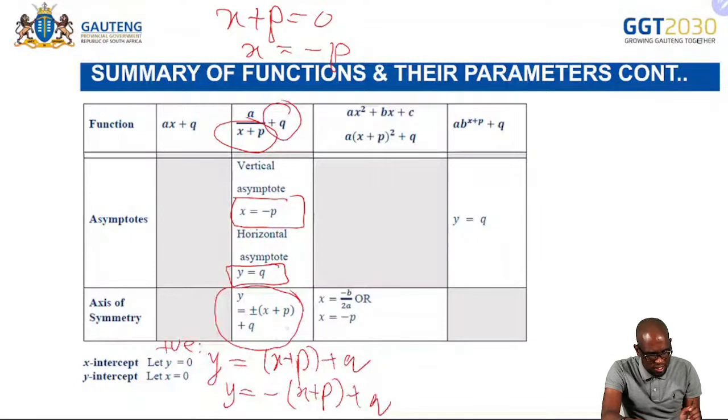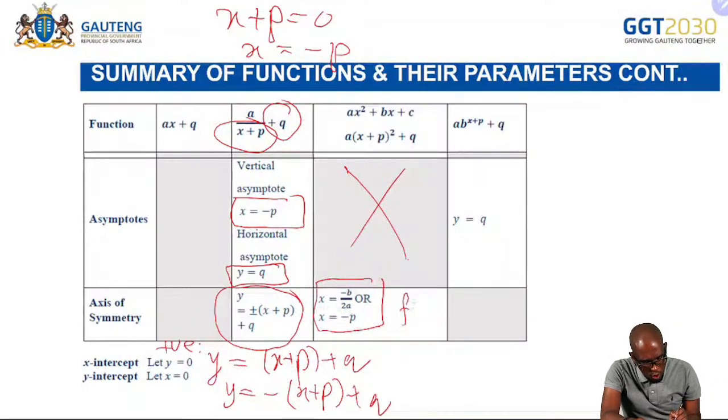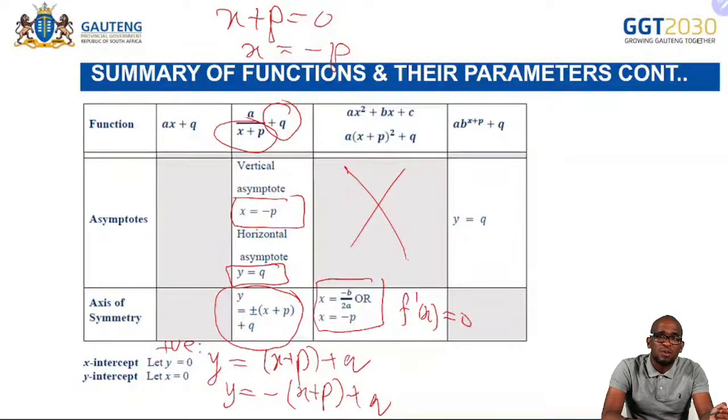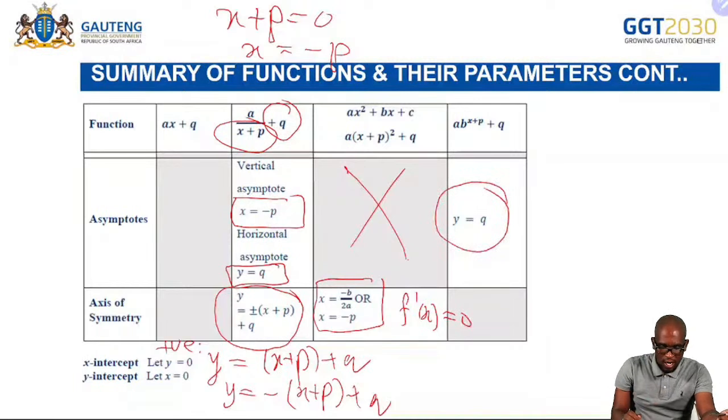And then the axis of symmetry, if you check this hyperbola with the parabola, we did not write down any asymptotes for the parabola because it does not have asymptotes, but it does have an axis of symmetry. The parabola has an axis of symmetry, which we get by using minus b over 2a, or from x equals minus p, or from f prime of x equals 0. Solving that equation gives us the axis of symmetry. Now looking at the exponential function, we only have the horizontal asymptote for that, which is y equals q. Right, that is the summary of the parameters.